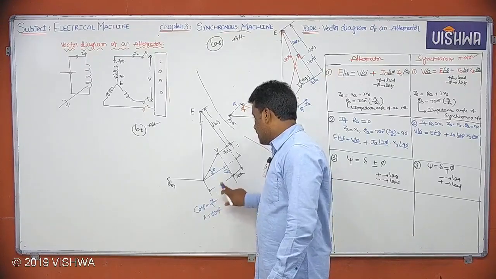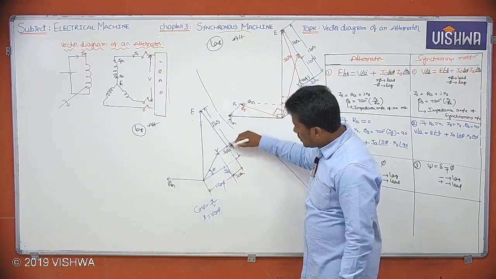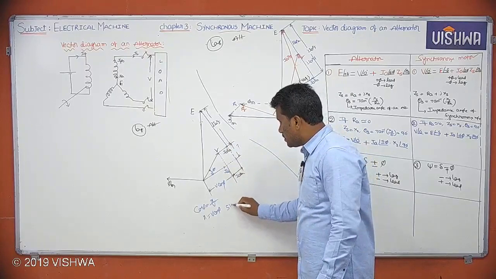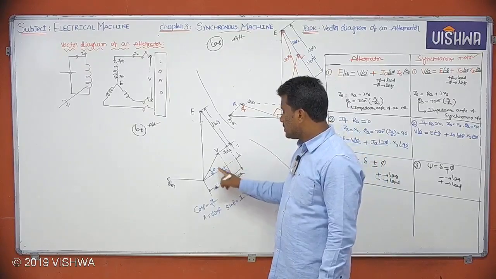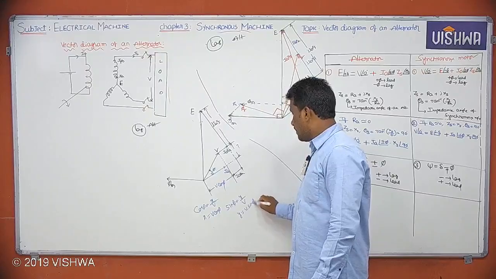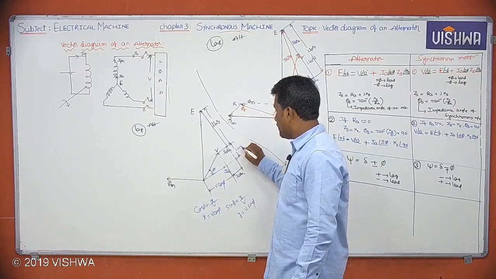So this is V cos phi. Now what about this value? If you want this value, we have to apply the sin phi formula. Sin phi is equal to opposite side y by hypotenuse V. So y is equal to V sin phi. So here we can write V sin phi.